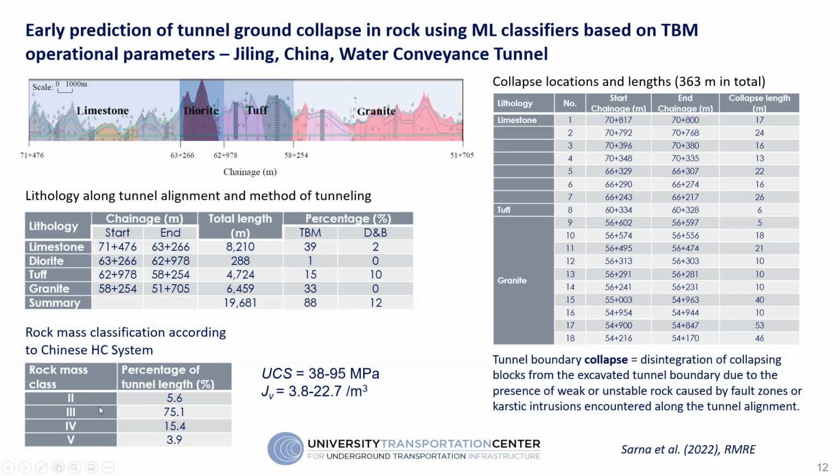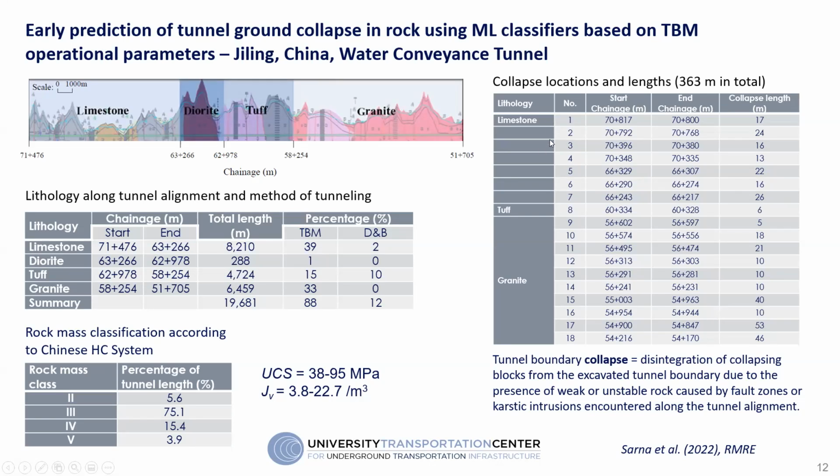The tunnel is classified as rock type class 2 to class 5 in the Chinese hydraulic classification system. And these are the main lengths. Mostly the class type is type 3. Uniaxial compressive strength is 38 to 95 MPa, and joint volume is 3.8 to 23 fractures per cubic meter.